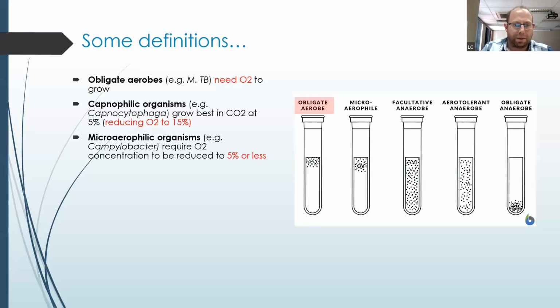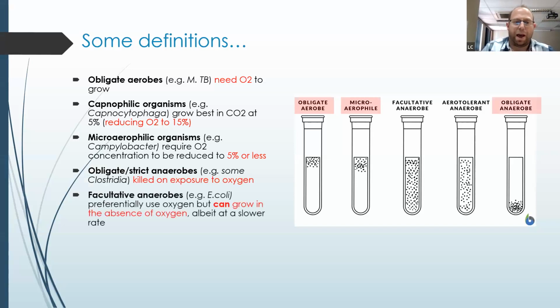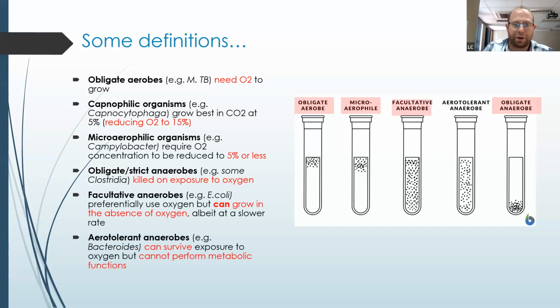around 15%. Microaerophilic organisms, things like Campylobacter as an example, they require oxygen concentration to be reduced to 5% or less. Then you get to the more interesting obligate or strict anaerobes, things like Clostridia. Some of these are killed on exposure to even small amounts of oxygen. And then facultative anaerobes, these are things we know well, things like E. coli, they're aerobes, but they preferentially use oxygen, but they can grow in the absence of oxygen, albeit at a slower rate. And lastly, you've got your aerotolerant anaerobes, things like Bacteroides, or at least certain subspecies of Bacteroides, they can survive exposure to oxygen, but struggle with their metabolic functions.